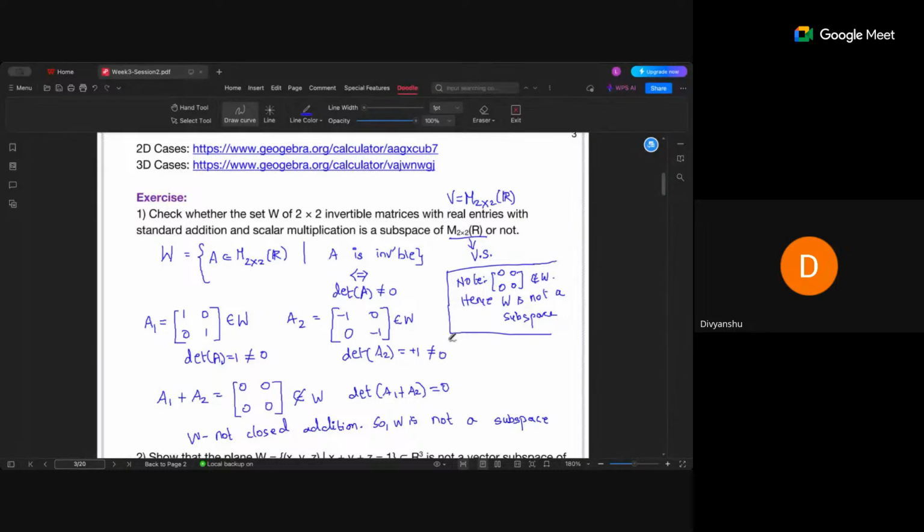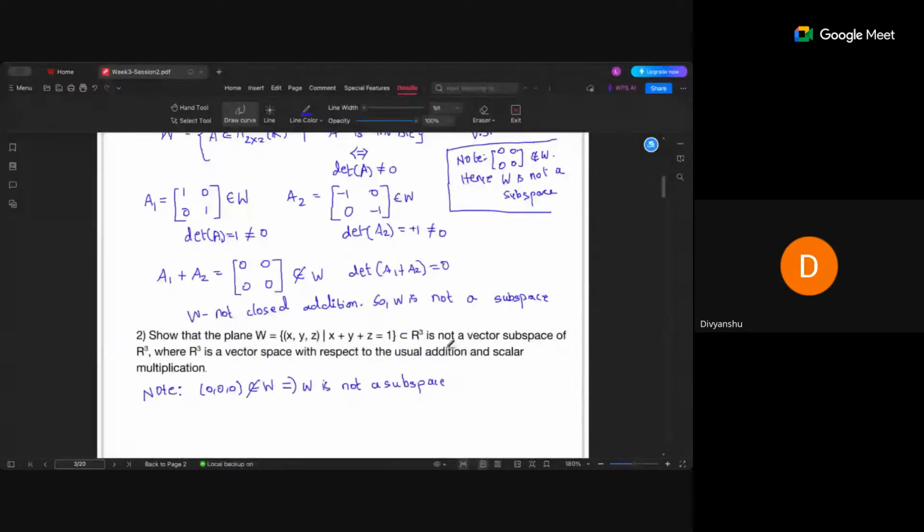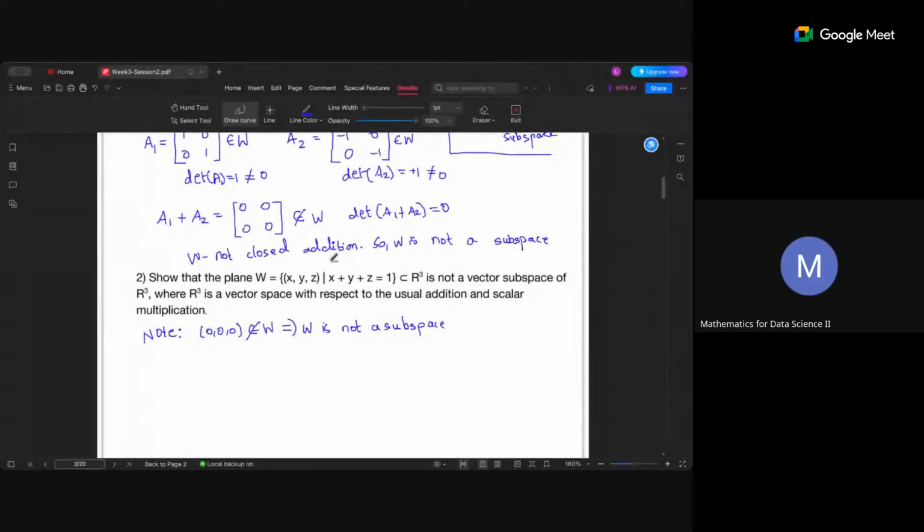Okay, ma'am. But how do we use this concept in the example? x plus y plus z is equal to 1. Here you see 0, 0, 0. What is the sum of the components of this vector? It is 0 and not 1. This set contains only vectors whose sum is equal to 1. So 0, 0, 0 does not belong to W. So if the 0 vector is not in W, then W is not a subspace.